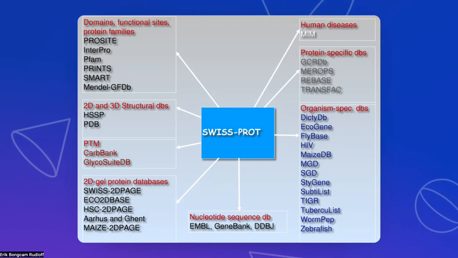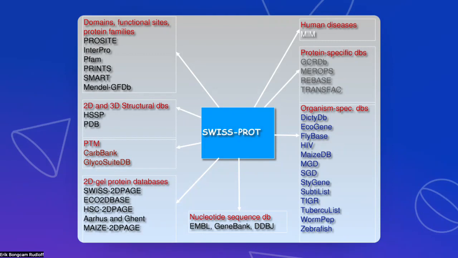But what is wrong is that on most of those machines, no one has updated the REBASE database for years. So you may miss the latest restriction enzyme that could have done the miracle for you to cut the piece that you needed. So you need to upgrade. That is just one example.